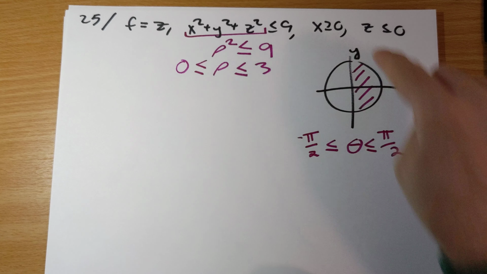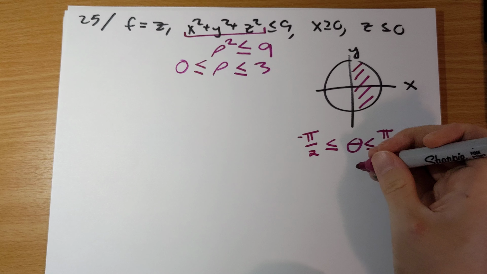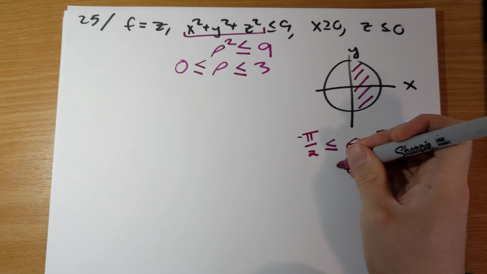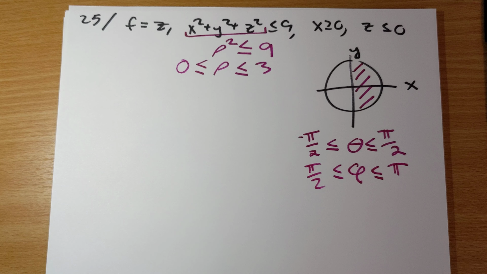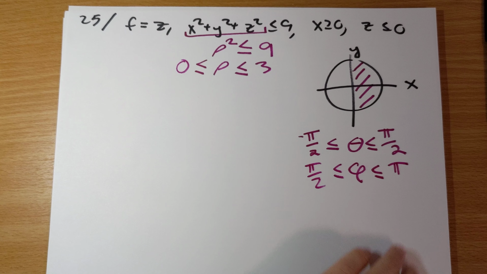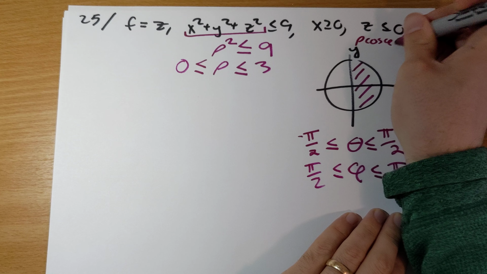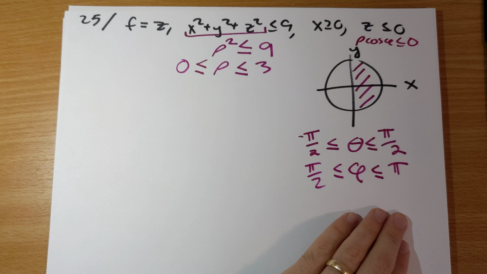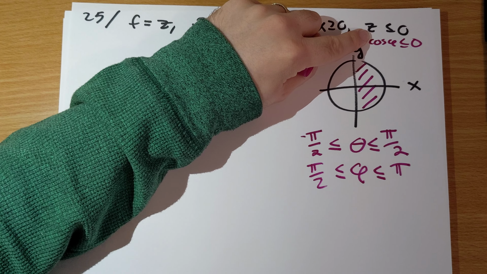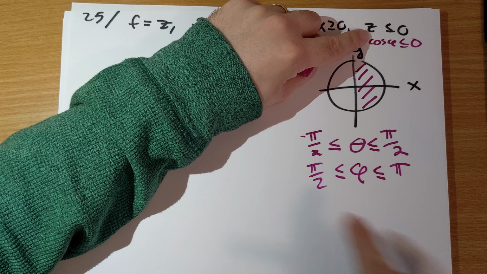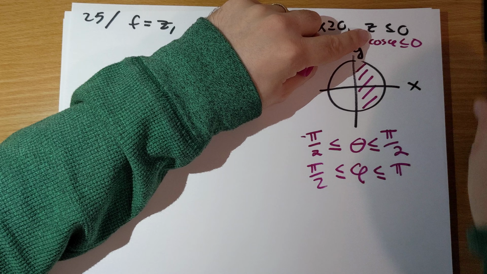And then finally, z is less than or equal to 0. That's going to correspond to phi running from pi over 2 to pi. There's two ways to think about that. z is rho cosine phi, so rho cosine phi is less than or equal to 0. We know rho isn't going to be negative, so cosine phi is going to be less than or equal to 0. And that's phi from pi over 2 to pi.